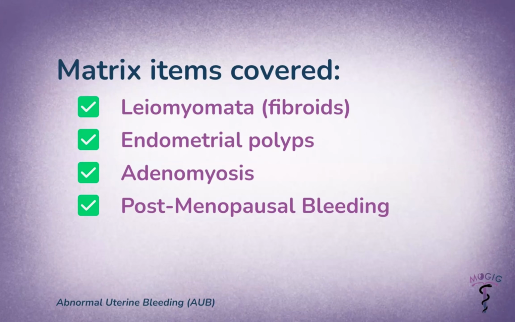I'm Georgia. So some of the matrix items we're going to be talking about and covering today include leiomyoma, endometrial polyps, adenomyosis, and postmenopausal bleeding, which are all common differentials when thinking about abnormal uterine bleeding.